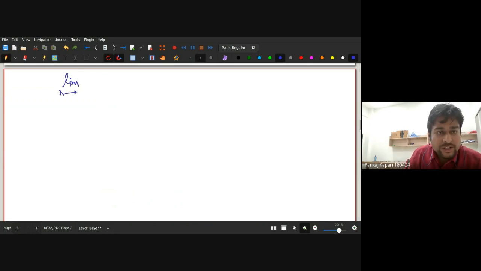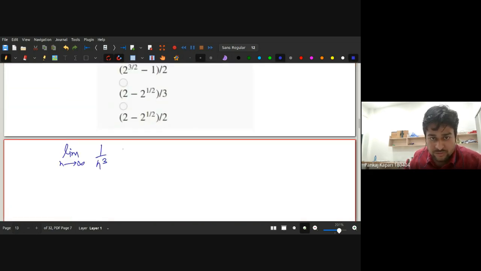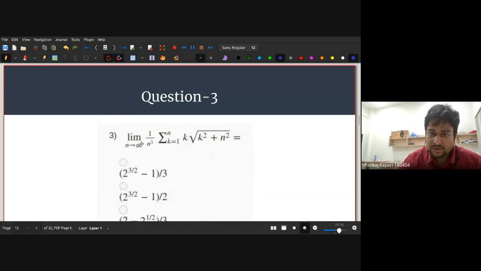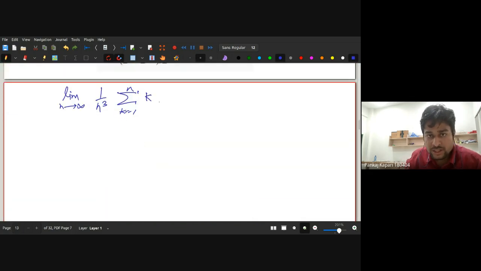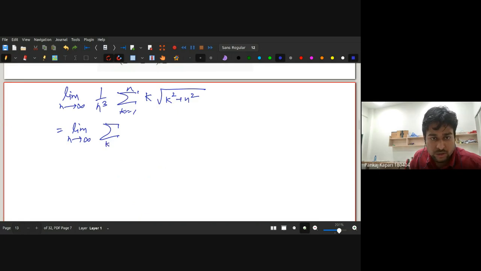But we have to find this limit, which is 1 over n cube summation from k equal to 1 to n of k times square root of k square plus n square. Okay, so for finding this limit, what we do, we try to write this sum so that it looks like a Riemann sum, right? For some partitions. So let's see what it can be.